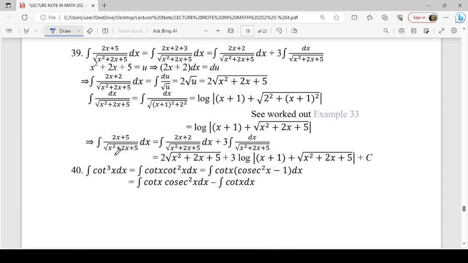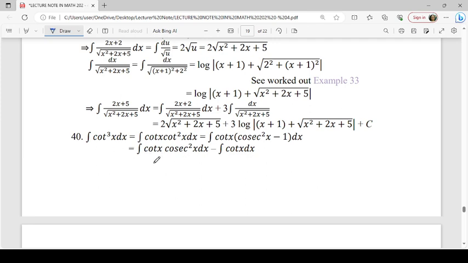Then these are the worked out problems. For all these things we need to know the standard formulas. Then we need to make some deductions so that we can put it into some formula and apply the results. So this is the integration of cot cube x. After deduction we get this formula.